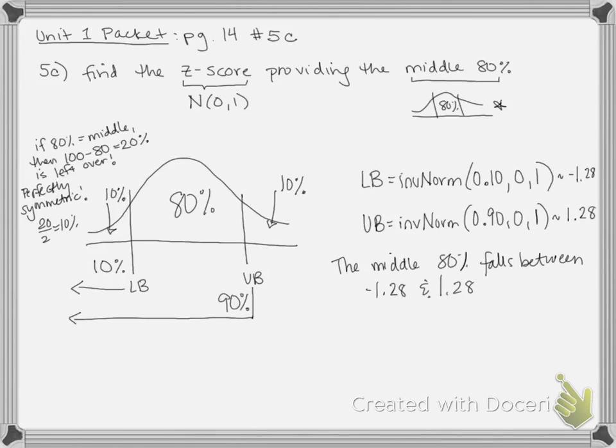And the only reason that we are getting the same number with an opposite sign is that this is z-scores. If we did not have a 0 lying directly in the middle of this picture, we would not get the same number with opposite signs here.